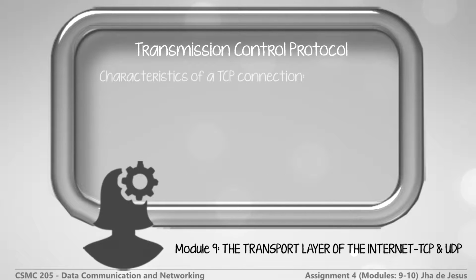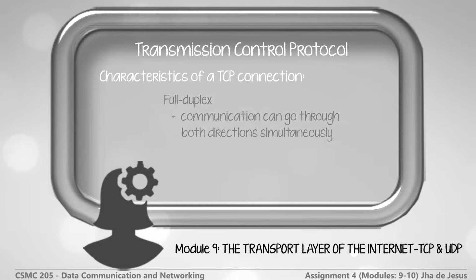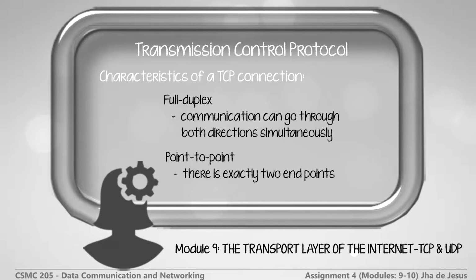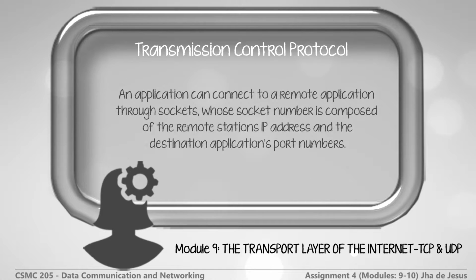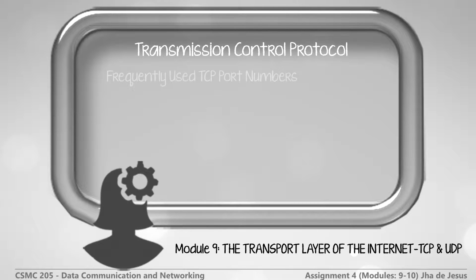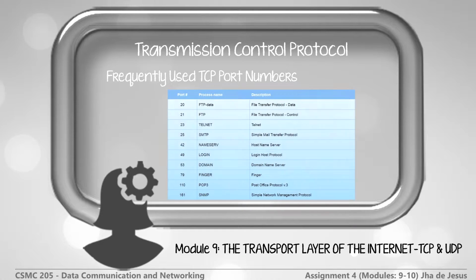There are two characteristics of a TCP connection. Full duplex, meaning communication can go through both directions simultaneously. Point-to-point, meaning there are exactly two endpoints. An application can connect to a remote application through sockets, whose socket number is composed of the remote station's IP address and the destination application's port numbers. Here are the frequently used TCP port numbers.